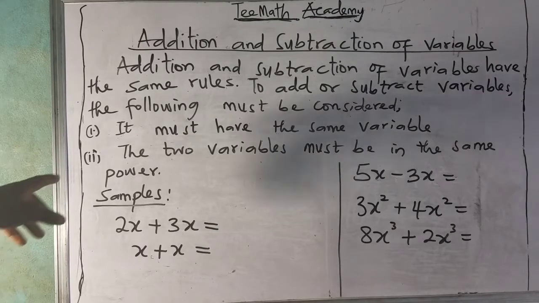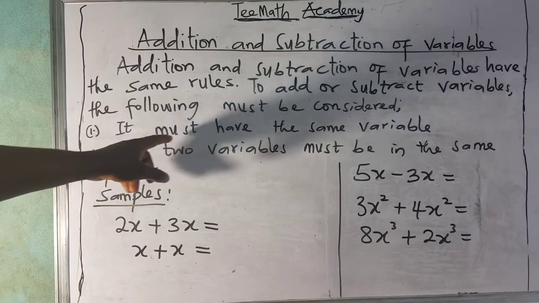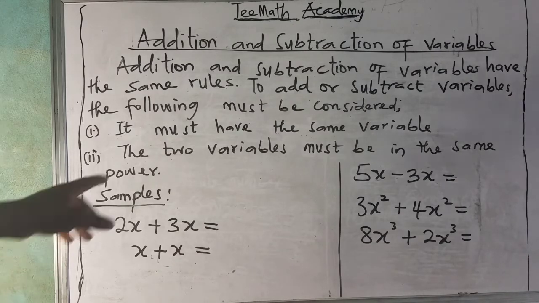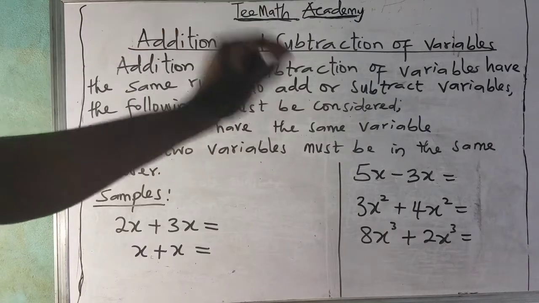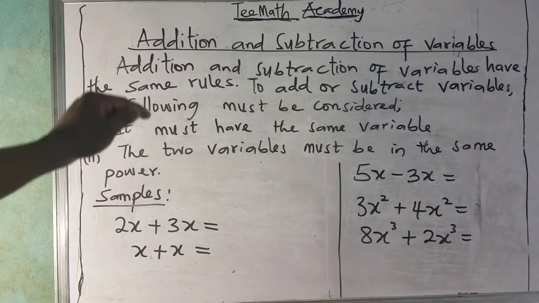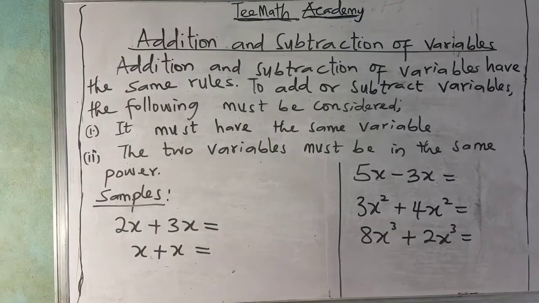Now, look at this number 1. Even though they have the same variables, if they are not of the same power, you cannot add it. So these are the only conditions that you must follow before you can add or subtract. Number 1, they must have the same variable. It does not stop there. Those variables must also be in the same power.